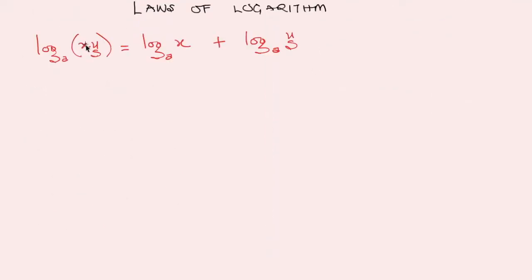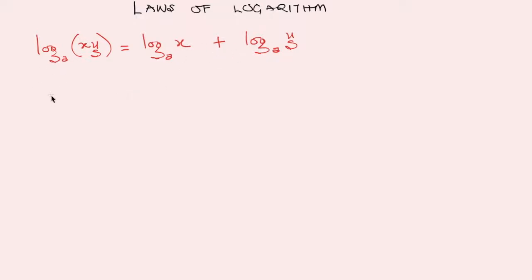So let's look at the laws of logarithm. The first one says that log to the base a of x multiplied by y is equal to log to the base a of x plus log to the base a of y. So if you're looking for the logarithm to the base a of a product, what you have to do is split that product and add both of them individually.